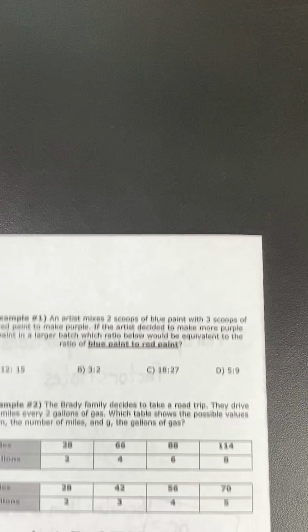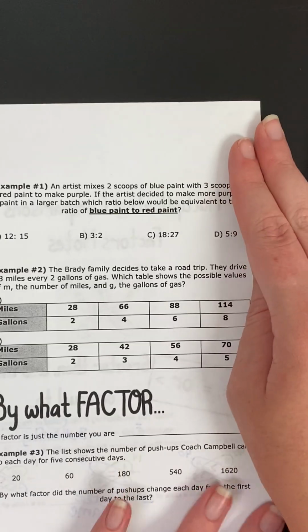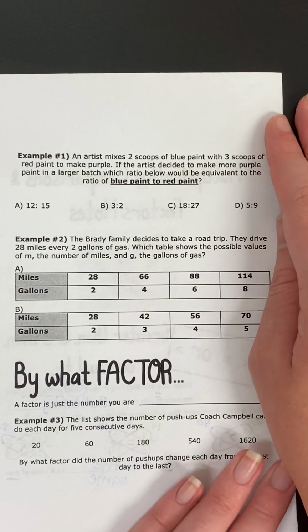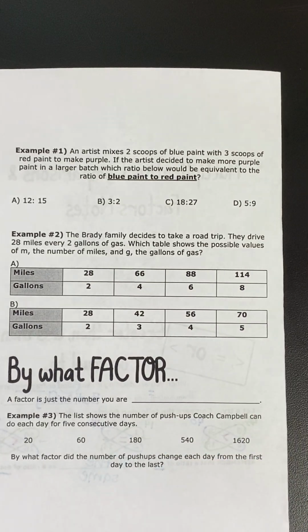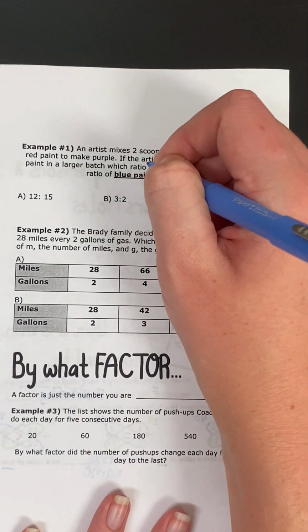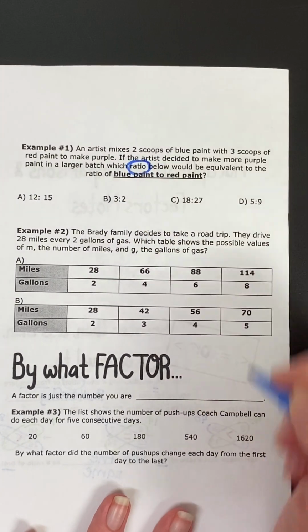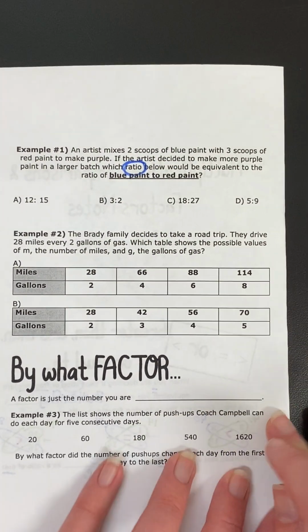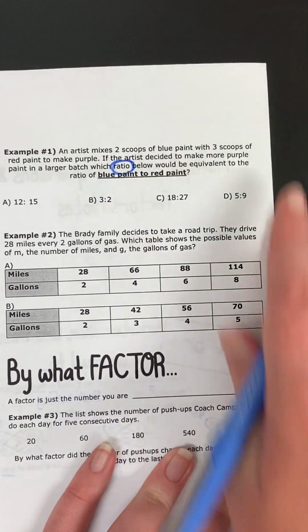The next thing we're going to talk about is how to use that in a word problem. So it says an artist mixed 2 scoops of blue paint and 3 scoops of red paint to make purple. If the artist decided to make more purple paint in a larger batch, which ratio below would be equivalent to the ratio of blue paint to red paint? So there's a few things we need to look at. First, it says ratio. If we see the word ratio, that's a key word. We know we are working with the ratio.